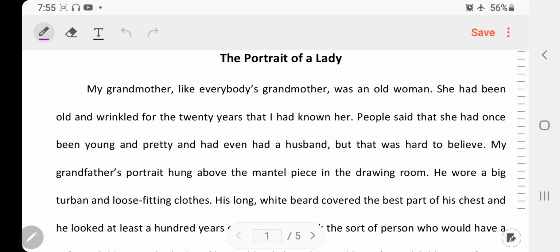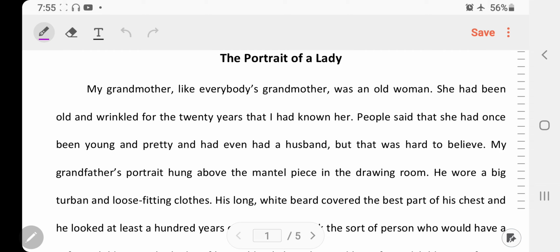My grandmother, like everybody's grandmother, was an old woman. See what a fantastic sentence it is. My grandmother, like everybody's grandmother, was an old woman. So he wants to say that my grandmother was an old woman. She had been old and wrinkled for the twenty years that I had known her.